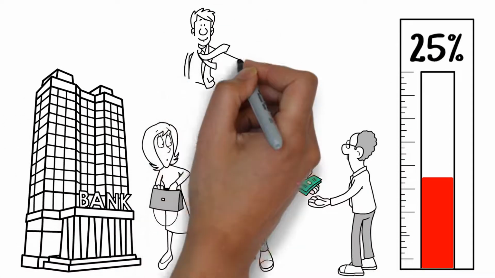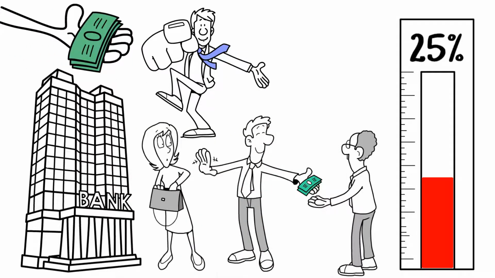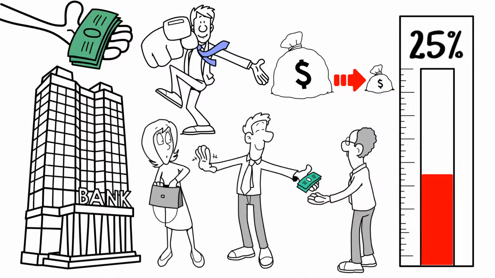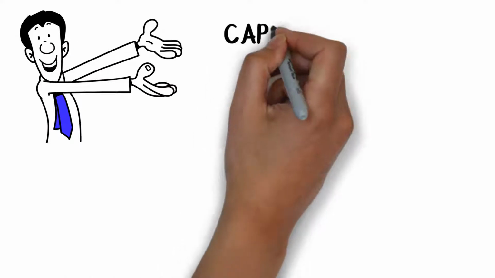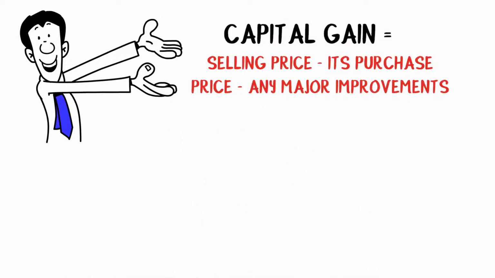You should also know that the Internal Revenue Service, IRS, requires you to report the rent as income, but the agency also allows you to subtract relevant expenses from this amount. The capital gain on an investment property is its selling price minus its purchase price, minus any major improvements.